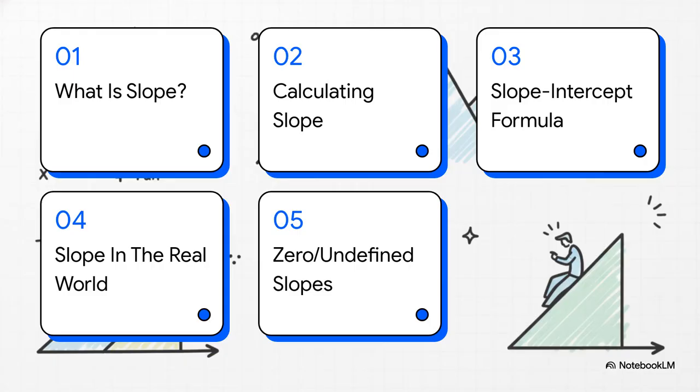All right, so here's our game plan. We're going to start with the basics of what slope even is. Then we'll get our hands dirty and learn how to calculate it. After that, we are going to crack the code on the famous slope-intercept formula, see how it works in the real world, and finish up by looking at a couple of weird special cases.